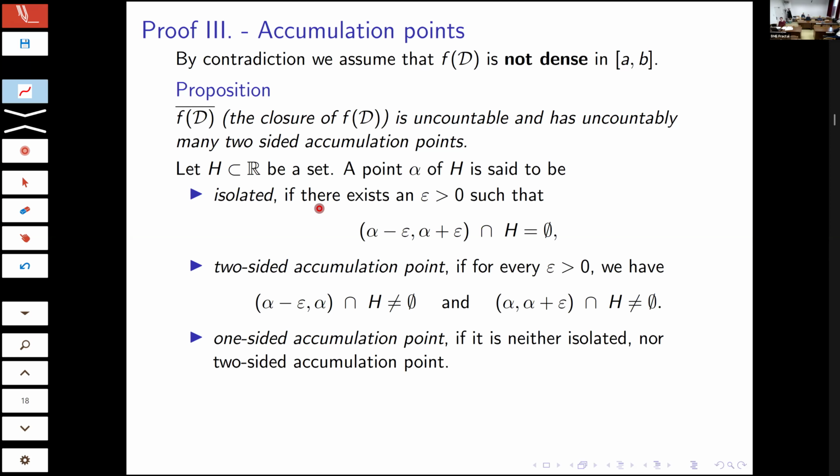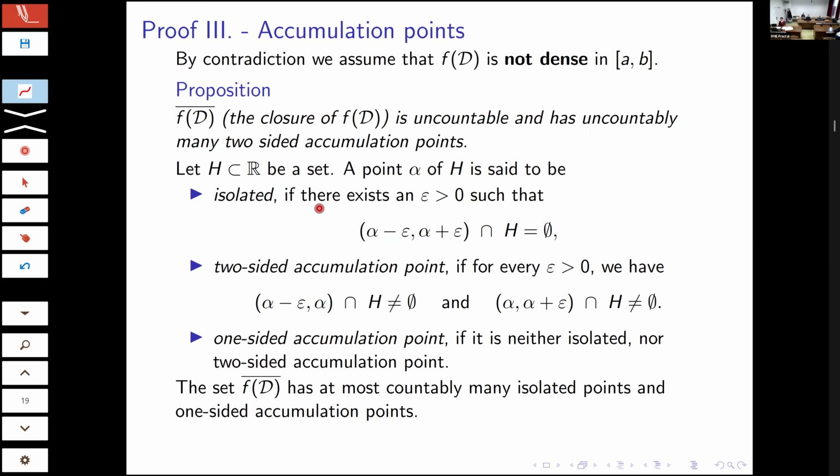Any set you take, we can distinguish its elements into three classes. Let H be a set. Alpha of H is isolated if you can find an interval where there is no other point of H. It is a one-sided accumulation point if you have only at least a half interval, including the endpoint alpha, which is empty. And it is a two-sided accumulation point if you don't have this type of property.